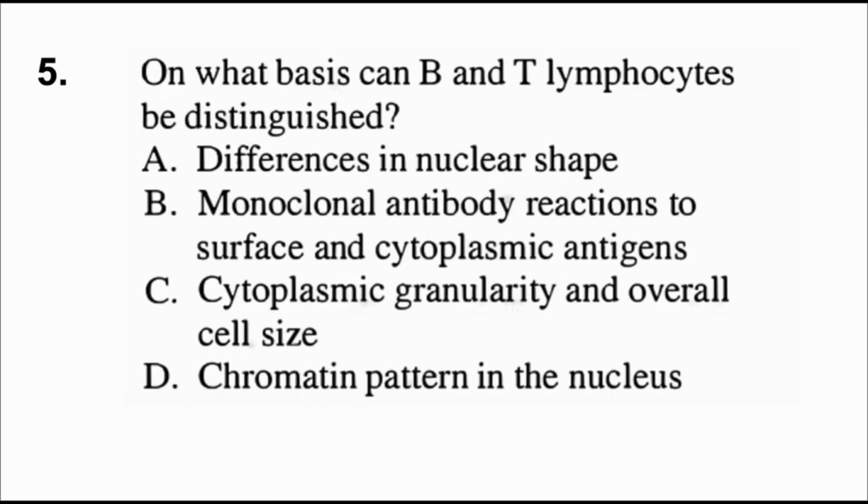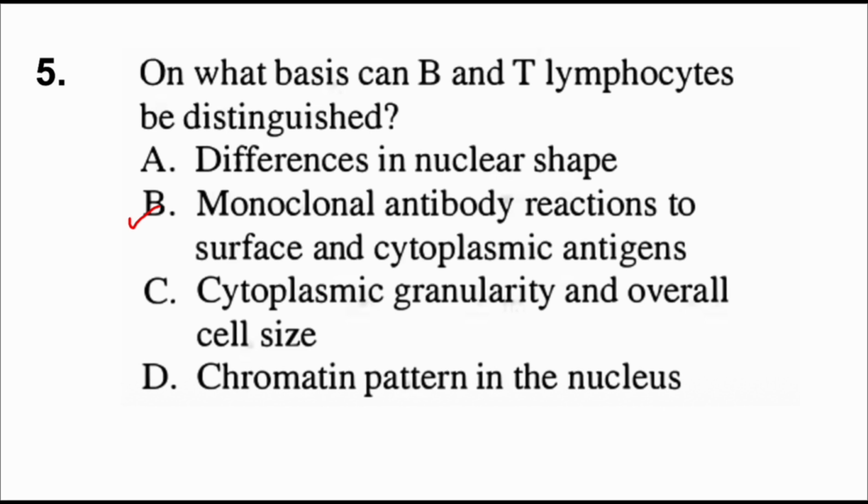Our final question is, how can we tell B and T lymphocytes apart? On what basis can B and T lymphocytes be distinguished? Correct answer is B. Monoclonal antibody reaction to surface and cytoplasmic antigens. This describes the technique of immunophenotyping, most commonly performed by flow cytometry.